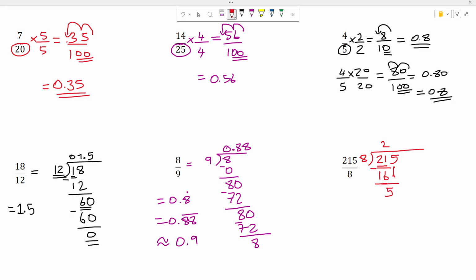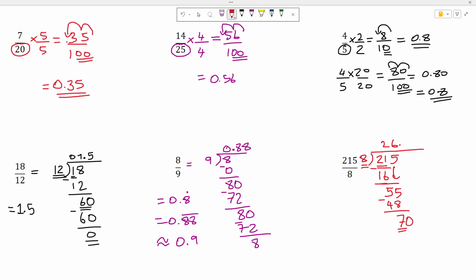Then we're going to drag this 5 down. Now 8 times what is nearest to 55? We know 8 times 6 is 48. 55 minus 48 is going to give us 7, right, guys? Now after this, look at this. We know that 7 is smaller than 8, right? 7 cannot go in 8. So we're going to add a decimal point right here, and then we're going to put a 0 right here.